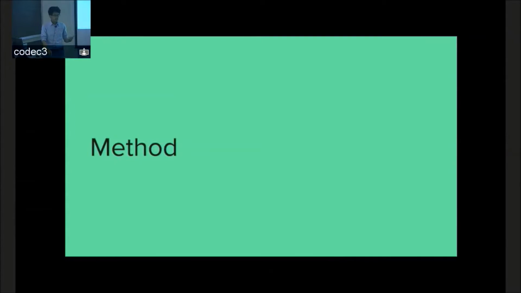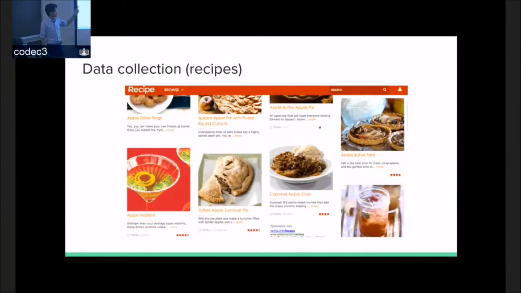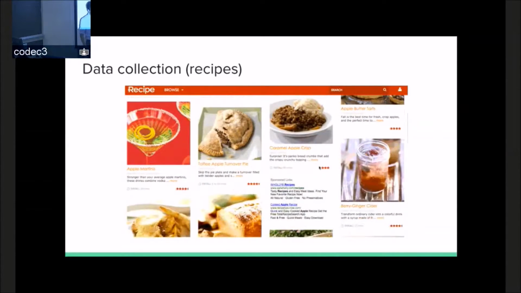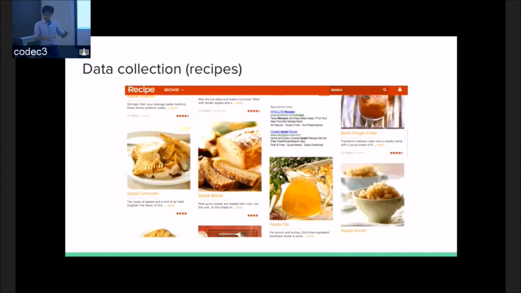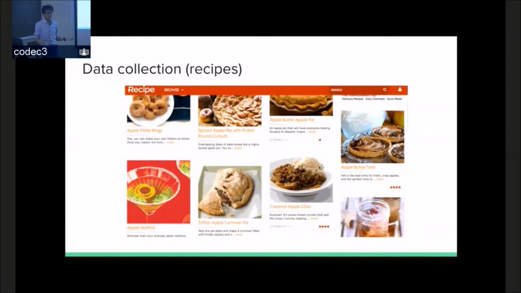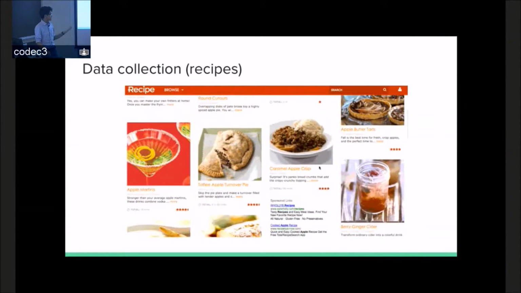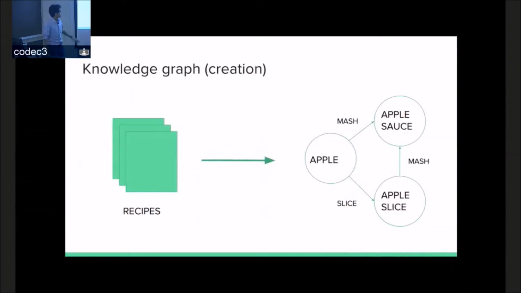So what did I do specifically? Well, first I had to collect some data. I went to recipe.com and I did a bunch of queries on different ingredients like apple, tomato, pear. And then I took a couple hundred recipes from each of those. That gives me about 7,000 recipes across about 20 different ingredients. And from those recipes, I want to make some knowledge representation of those.